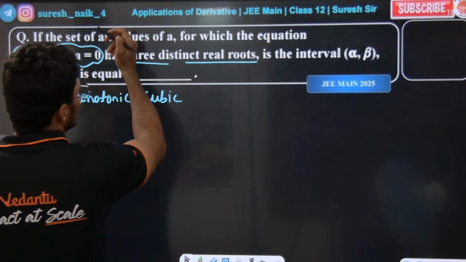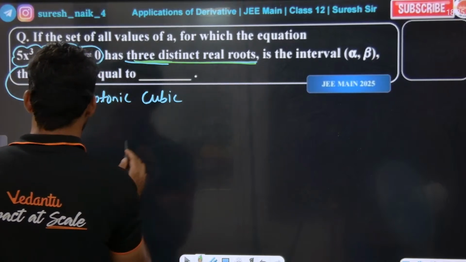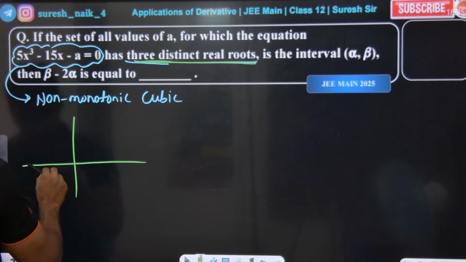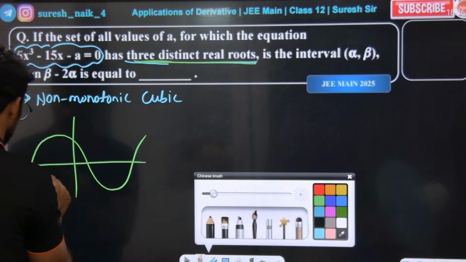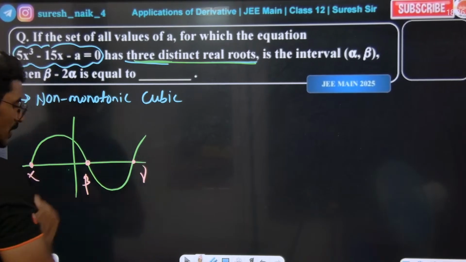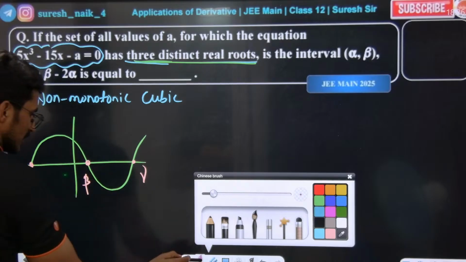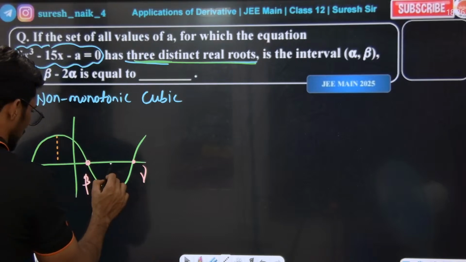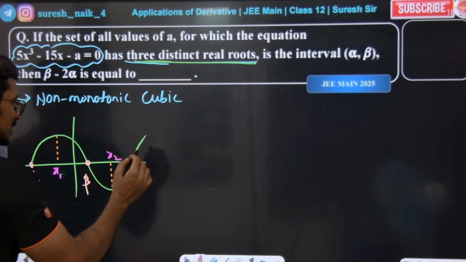What they are saying is all three are distinct and real. How will the rough graph be? The graph will be like this. This is alpha, let's say beta, and this is gamma. The three roots are real and distinct. Now, can we apply the condition here? This is one condition, and this is another condition. Let's say this is x1, this is x2.